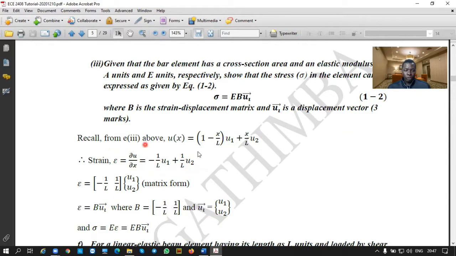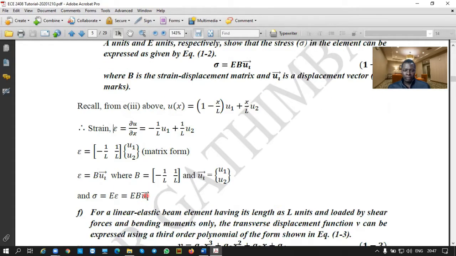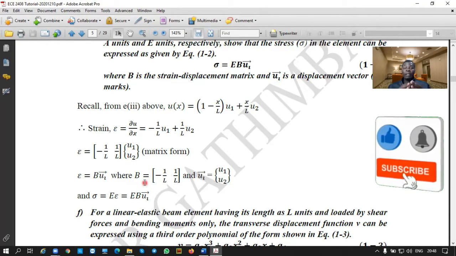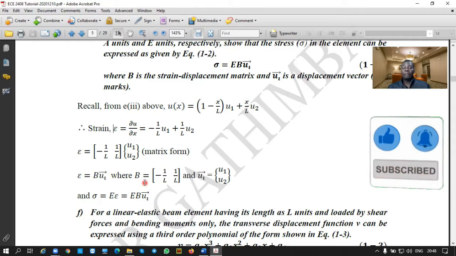Because you have already derived this expression in the first part, part 2, we wanted to see whether you can remember it. Strain is the derivative of the displacement, so once you derive that, you express it in matrix form. Now you introduce what we call the strain displacement matrix B. So it's very simple. Again, you can simplify these steps, but at least do it in a way that nobody will think that you copied it.